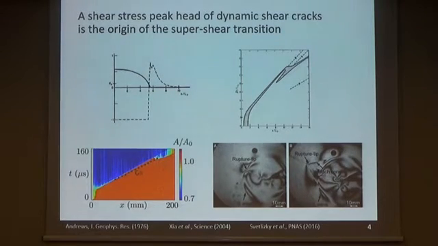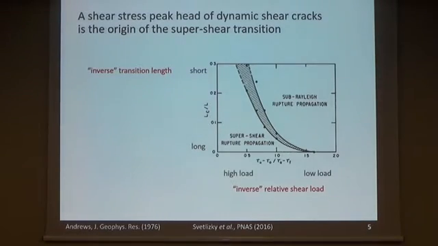The important thing is this bump, because for what I'm showing you now, it's an important aspect. Now, if you consider a system with uniform loading, uniform material properties, homogeneous, everything perfect, you actually can determine, in this Andrews paper, at which length the transition occurs. Now, it's a bit of a strange graph for those who aren't used to it. It's inverse relative shear load, so high load would be here, low load over there, and inverse transition length, so short length over here, long length over there.